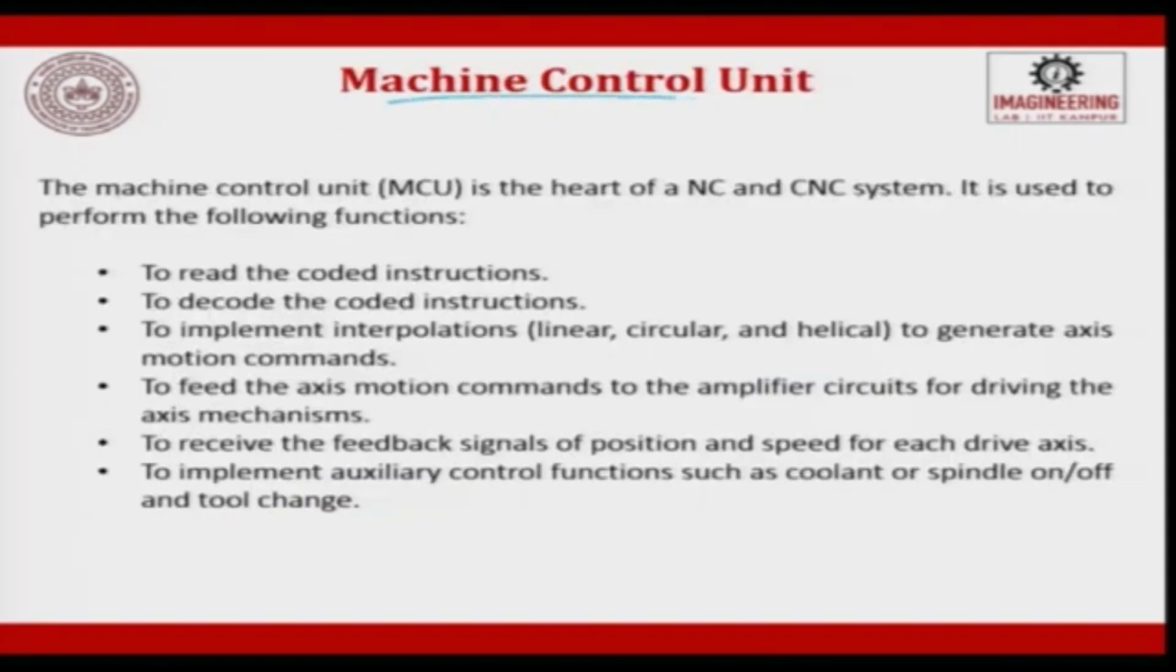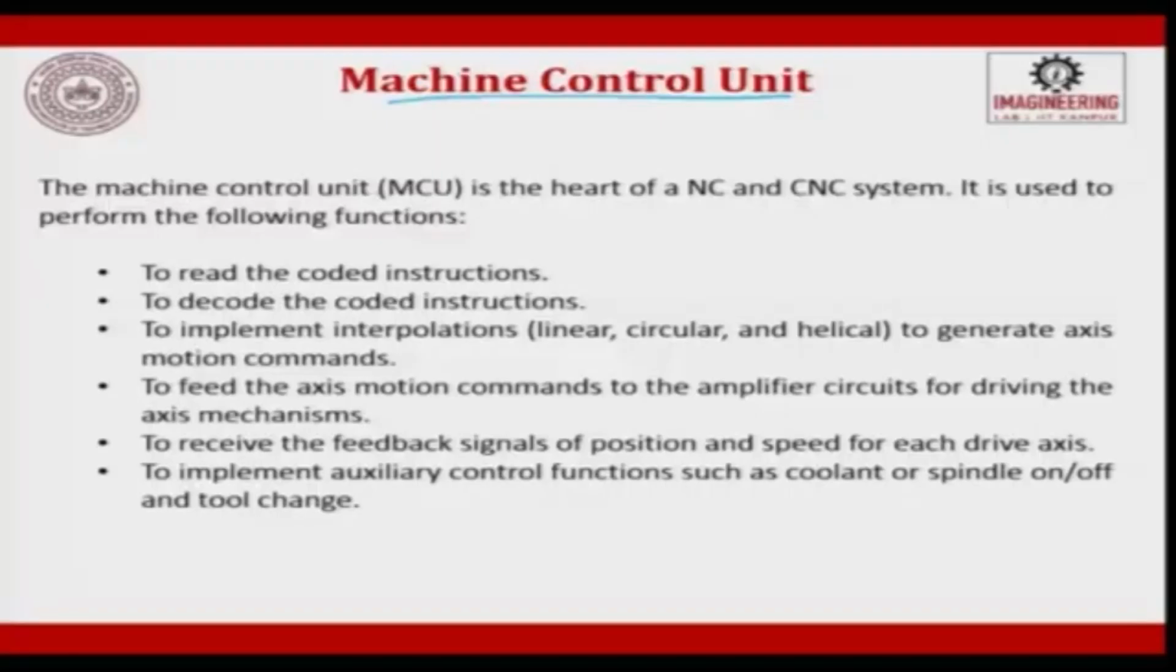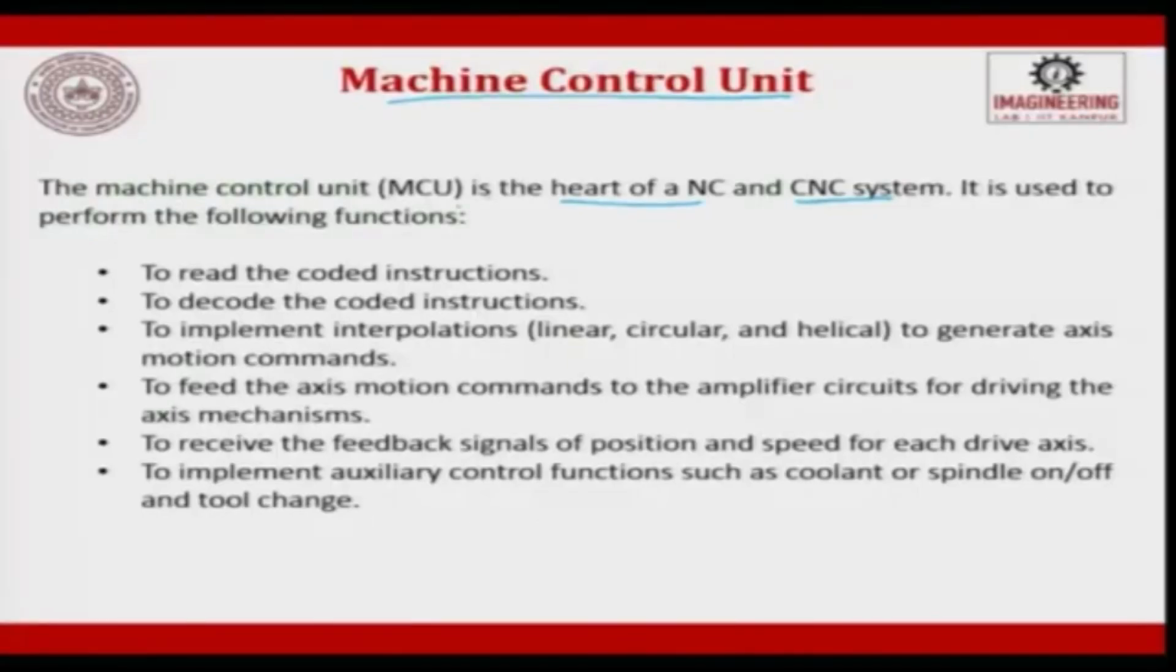Next, we will see the machine control unit, which was the second block in the schematic diagram of a CNC machine. The machine control unit is the heart of an NC and a CNC system, because whatever you punched in are only words, letters and symbols, but these should be communicated to the machine tool. This happens through the machine control unit. It is used to perform the following functions.